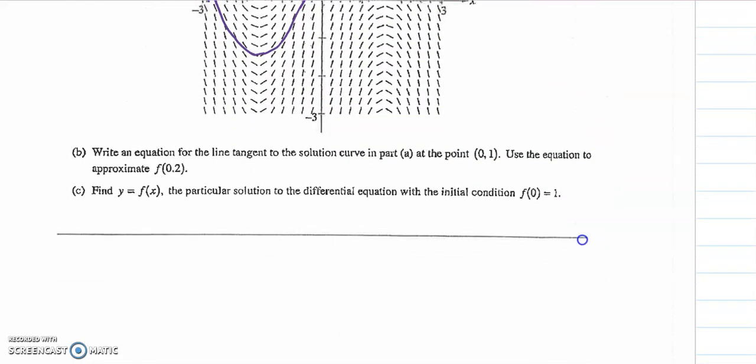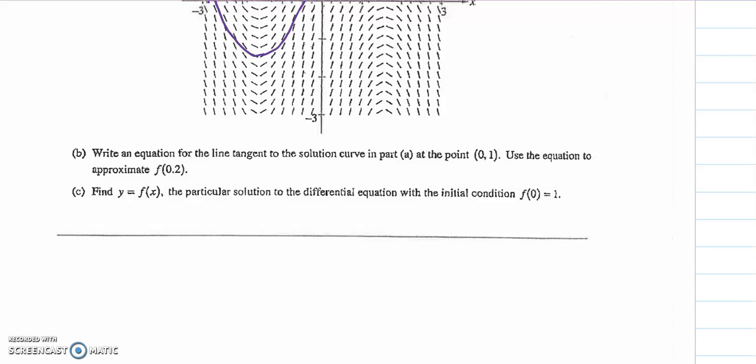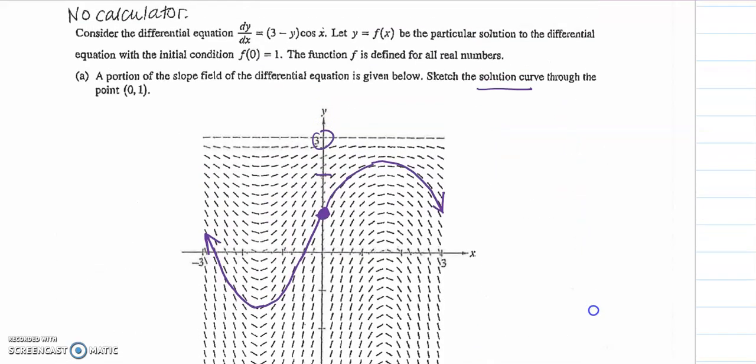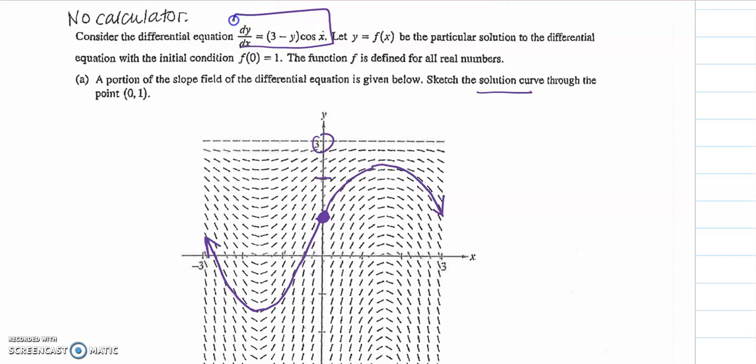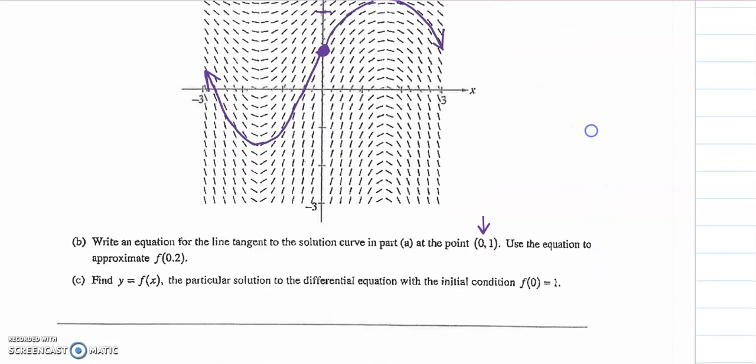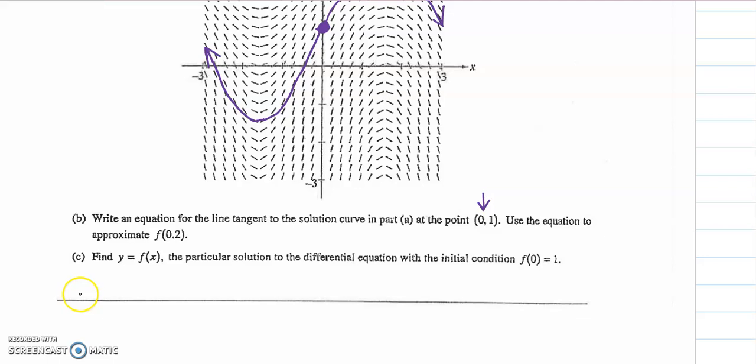Part B: write an equation for the line tangent to the solution in part A at the point (0, 1). Use the equation to approximate f(0.2). So we know that the point is (0, 1), and we have the differential equation right here. Every single tangent line is going to need to have a point and a slope. And the slope is the same thing as dy/dx at that point, so I should say at the point (0, 1).